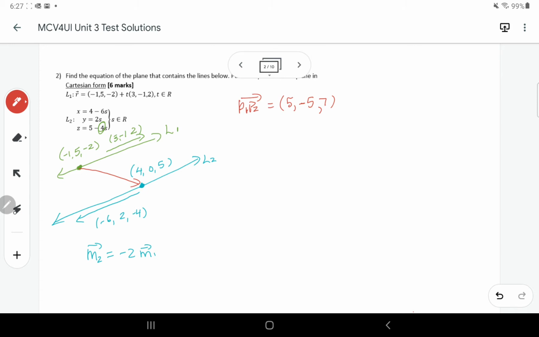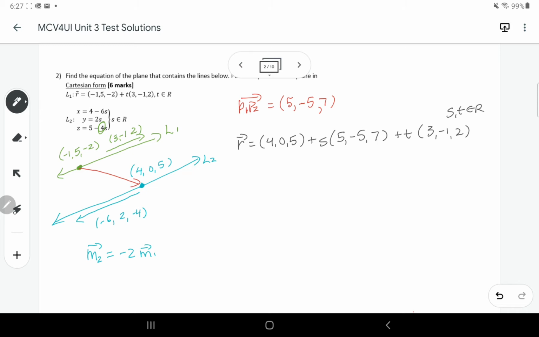So I'll use either one of the points and the new direction vector. I can pick either one of these 2 points. It does not matter at all which one you pick. I'll pick the (4, 0, 5). So (4, 0, 5) plus s times one of my direction vectors, so I'll use that red one that I drew in there, plus t times either one of the other two, the (3, -1, 2) or the (-6, 2, -4). So s and t can be any real number.